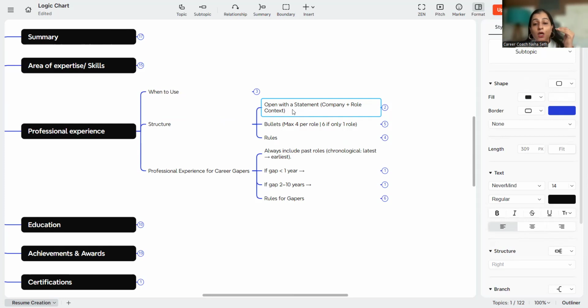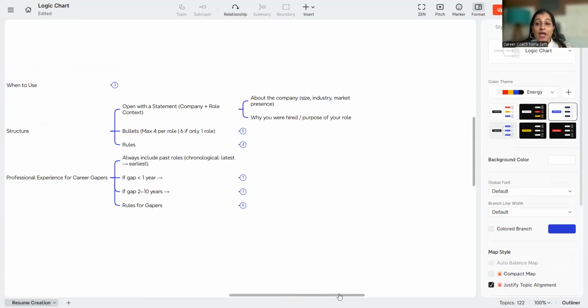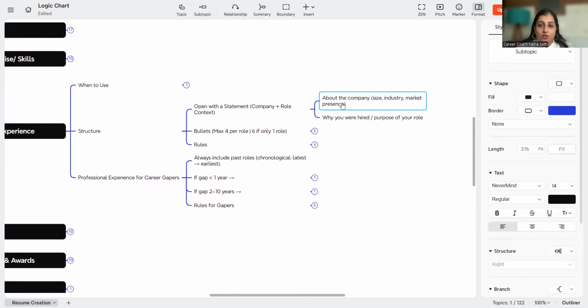now you will be mentioning about the company. For example, the size of the company, the industry of the company, and the market presence of that company. And just below that, you have to mention why you were hired, meaning the purpose of your role. Okay, you should be opening with a statement about the company and then why you were hired.